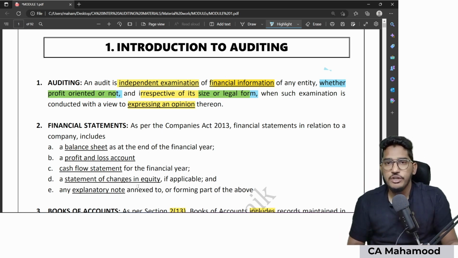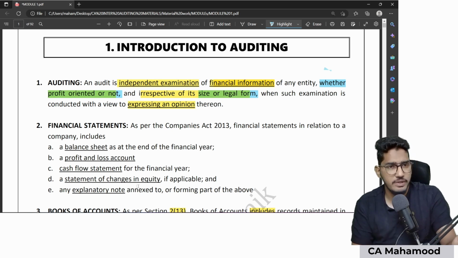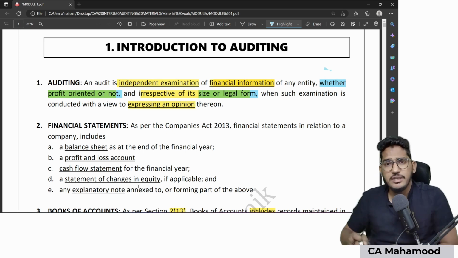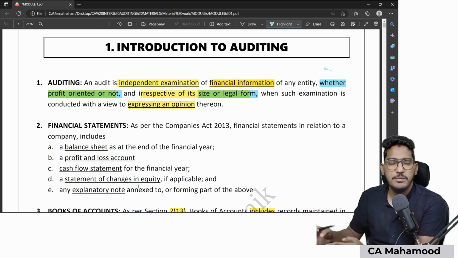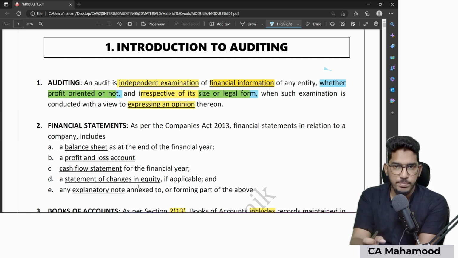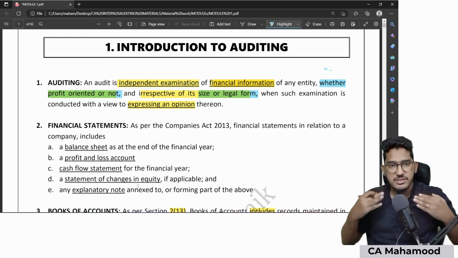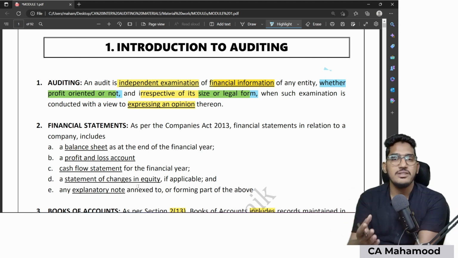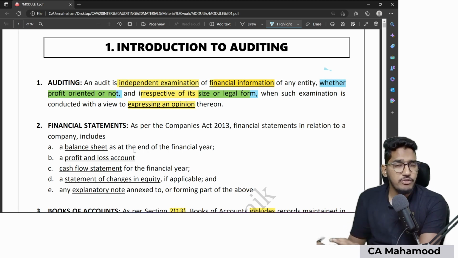If you are conducting audit of a partnership firm, what you will do? Independently examine the books of accounts and financial statements. If you are conducting audit of a company, independently examine the financial statements of that company. For a sole proprietor, independently examine the financial statements of that sole proprietor. If I am conducting audit of a trust, I will independently examine the financial information of that trust. So size or legal form also doesn't matter in an audit.